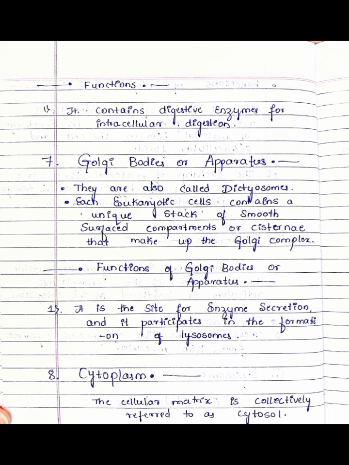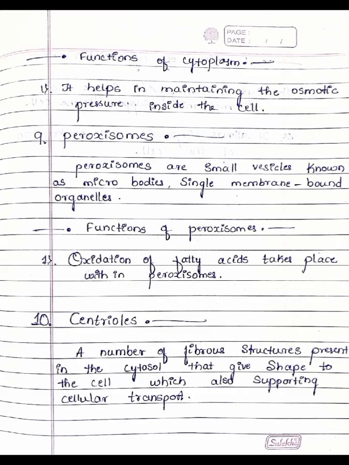Seventh, Golgi bodies or apparatus. These are also called dictyosomes. Each eukaryotic cell contains a unique stack of smooth surfaced compartments or cisternae that make up the Golgi complex. Functions of Golgi bodies or apparatus. It is the site of enzyme secretion and it participates in the formation of lysosomes. Eighth, cytoplasm. The cellular matrix is collectively referred to as cytosol. Its function is that it helps in maintaining the osmotic pressure inside the cell.